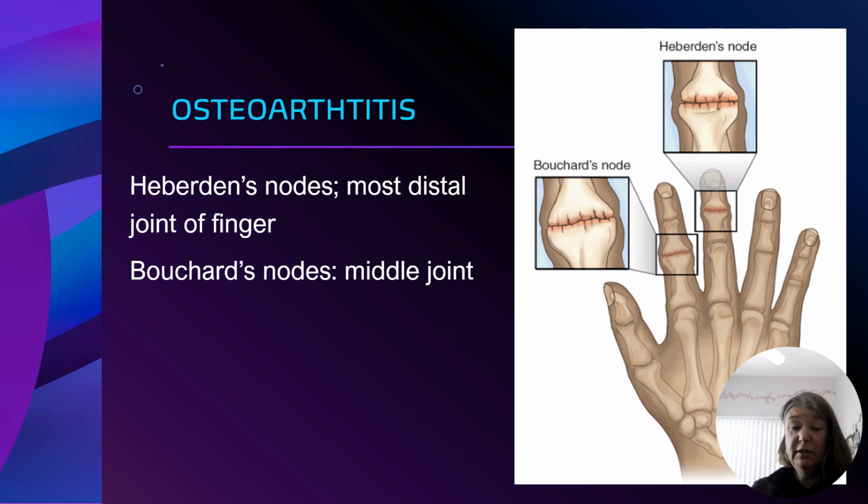This is a picture of osteoarthritis in the hands. You are going to want to know these. Heberden's nodes are the most distal joint of the fingers, and then Bouchard's nodes occur on the middle joint, all right? So you get that joint swelling, deformity, pain, all of that. I always remember it like if we're moving from proximal to distal, right? Bouchard's comes first, B comes first in the alphabet, and then H, Heberden's. So Bouchard's is the middle joint, and then as I move distally out on the finger, Heberden's is the next one. So B is first, and then H.